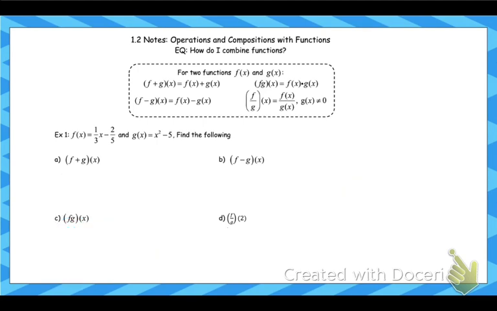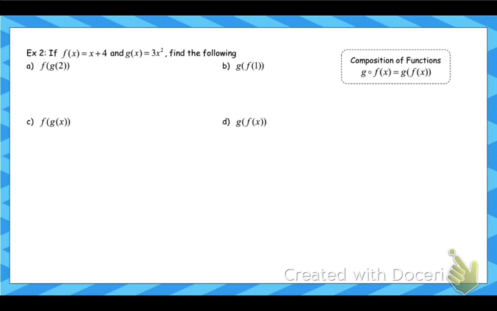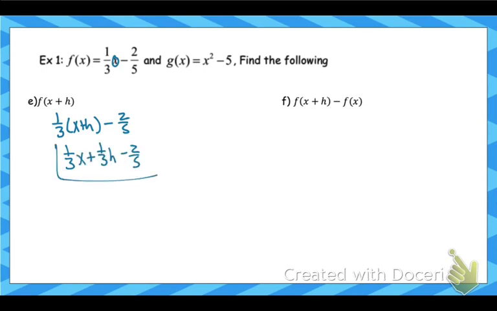All right, so now moving on. Same equations, just ran out of space here. We're going to do f of x plus h. All that means is we're going to replace x in the f of x function with x plus h. Whoops, I skipped a slide. Sorry about that. Replace x with x plus h. So this is going to become 1/3 times x plus h minus 2/5. I can go ahead and distribute and make that 1/3 x plus 1/3 h minus 2/5. Not much else I can do here at this point.